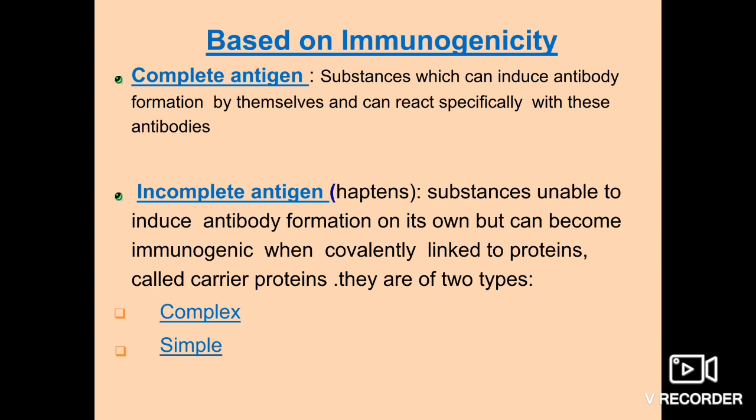Incomplete antigens, also known as haptens, are unable to induce antibody formation on their own, but when linked with a carrier protein become immunogenic. They are subdivided into two types, complex and simple.